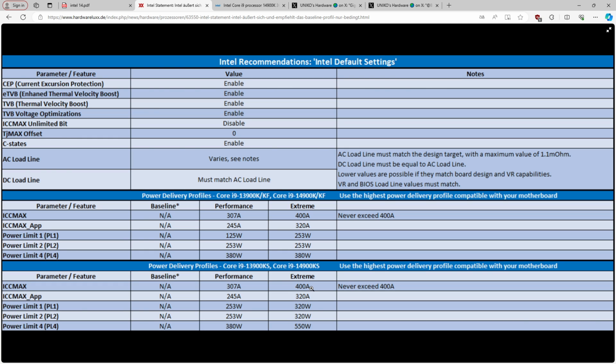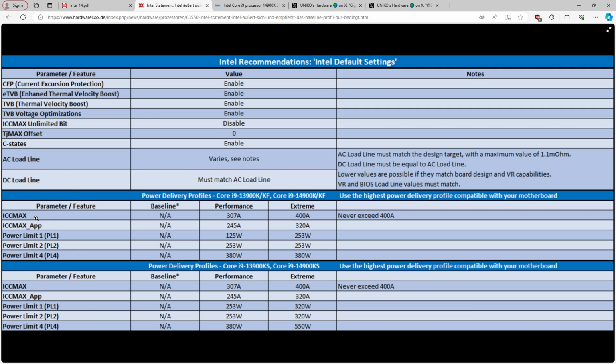Yeah, so personally, looking at these guidelines, I would use the KS configuration on everything. And I'm far more concerned about the fact that most motherboards disable CEP, they do weird things with the TVB or completely disable the TVB. They enable the unlimited ICC Max bit. Actually, they don't do anything to C states, and then the AC/DC load line are just whatever the motherboard vendor felt would get them better scores in benchmarks. Basically the top half of this table I find much more concerning.